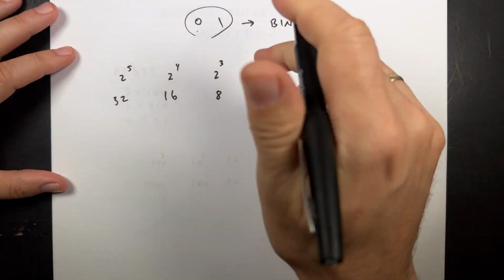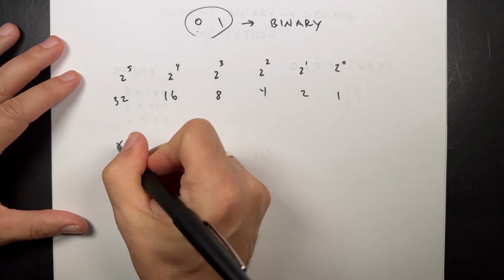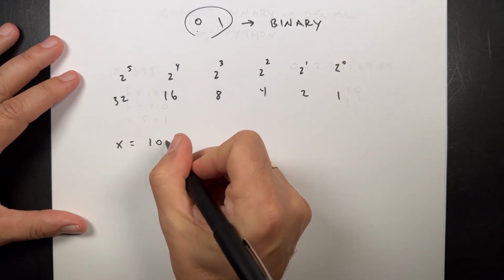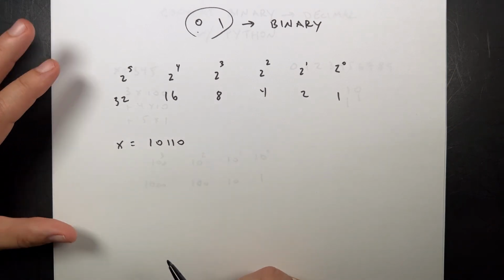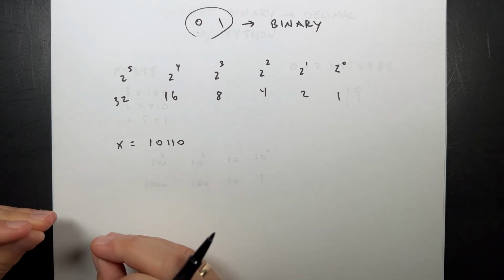Let's just take a number. Let's take a complicated number in binary. X equals 10110. How do I do that on paper, or how do I convert that to decimal? And then we're going to make a Python program to do that. It's important to first do it by hand so you know what's going on.